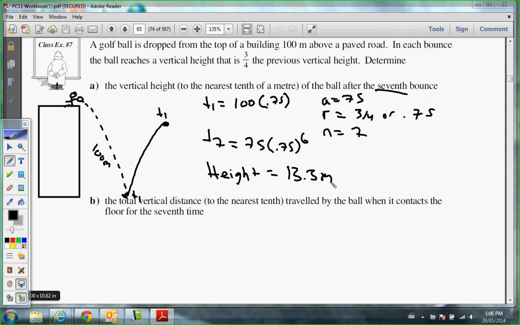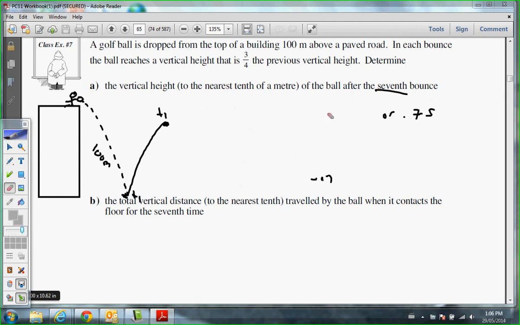Okay, so real quick, I'm just going to erase everything but the building here. Okay, so reading question 2, let's see if we can think about it out loud. The total vertical distance traveled by the ball when it contacts the floor the 7th time.